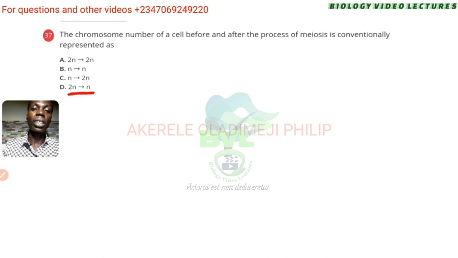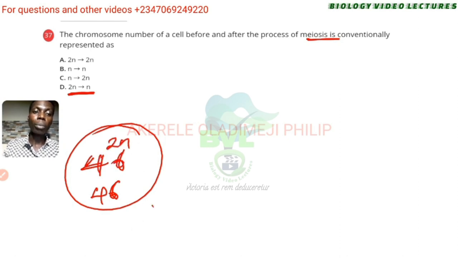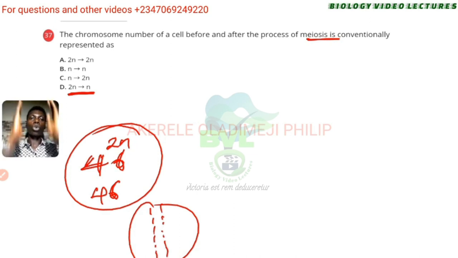The chromosome number of a cell before and after the process of meiosis is conventionally represented by, okay, that's going to be 2N, that's D. For example, in humans, you have 46 chromosomes in each of our cells. If our cell wants to divide by mitosis or meiosis, either of the two, it must have photocopied, replicated to form another 46. So at the level whereby it is 46 chromosomes, we call it 2N. Why? Because it has 23 on this side, 23 on the other side. So it's two copies. 2N means when a cell has two copies of chromosomes, like in twos. So at this level, it is 2N.